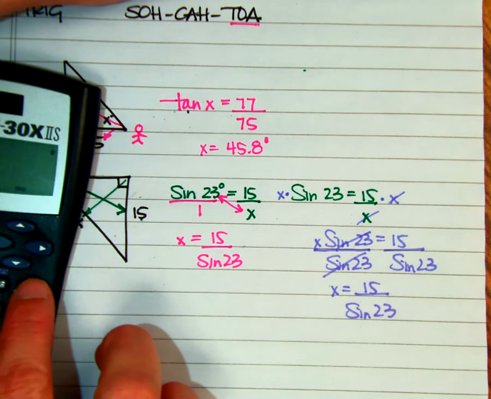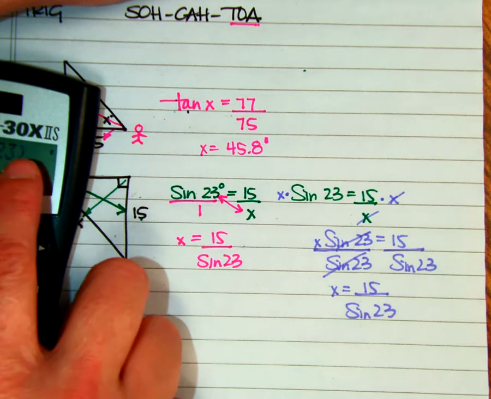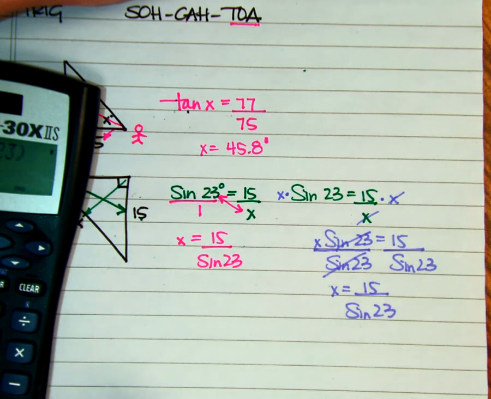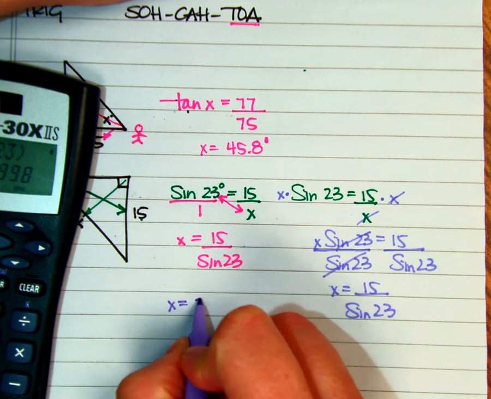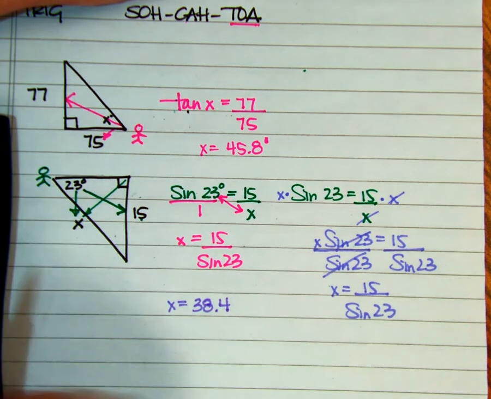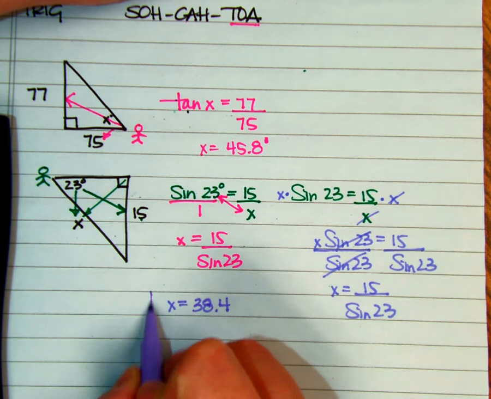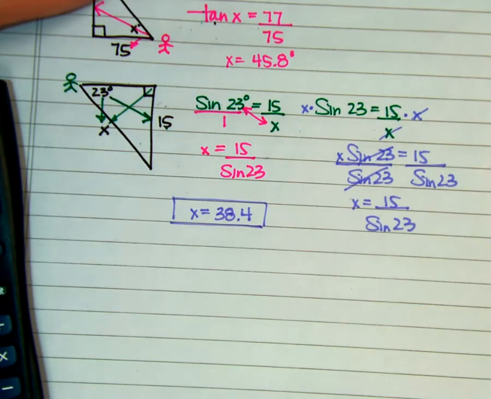Grab my calculator, and I have 15 divided by the sine of 23. I am going to close my parentheses, and I get x to equal about 38.4, and then it would be a linear measurement since it's a side. Okay, do one more of those.